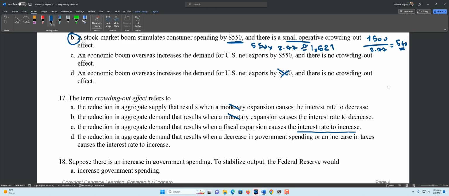When the government spends money, people demand more cash. When they demand cash, money demand increases. Therefore, interest rates are rising. For that reason, the right answer is C.